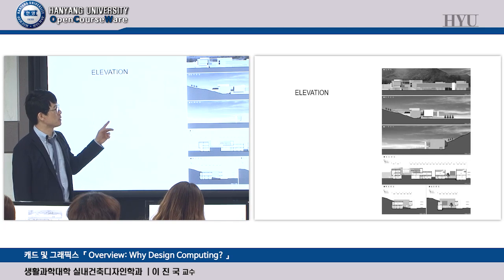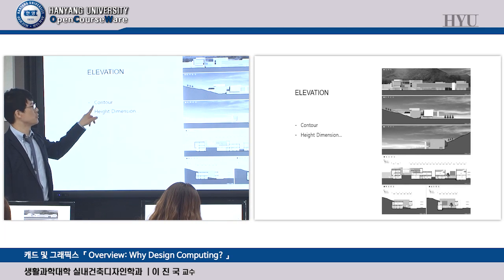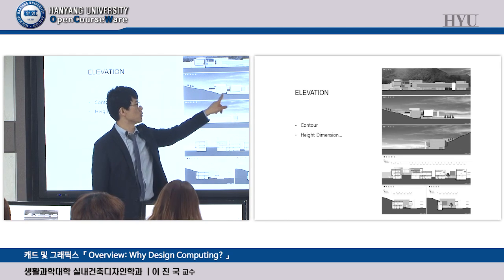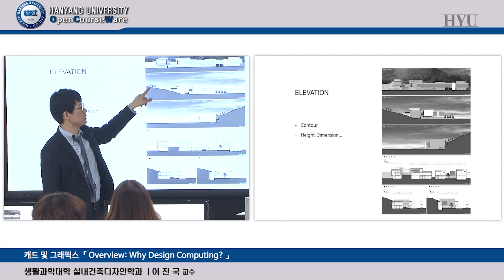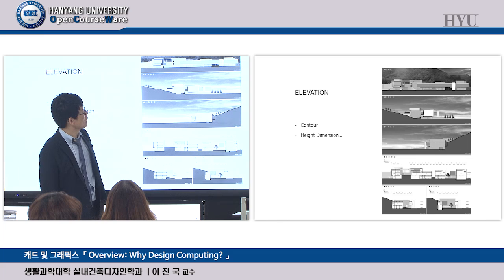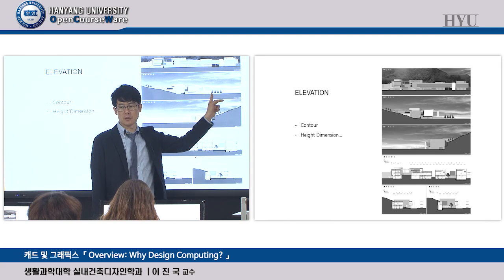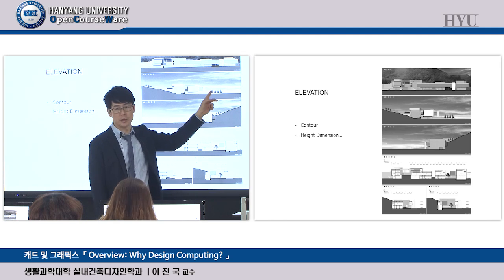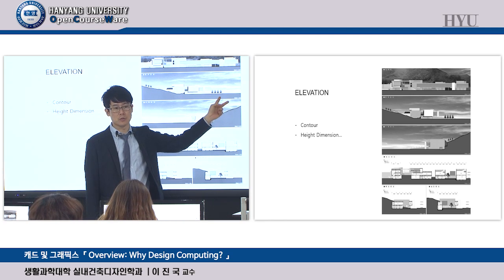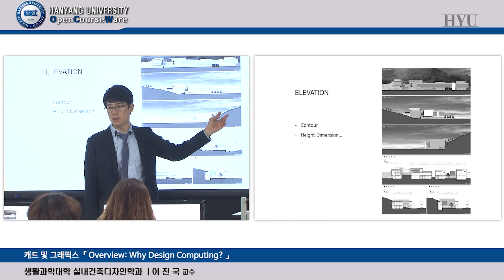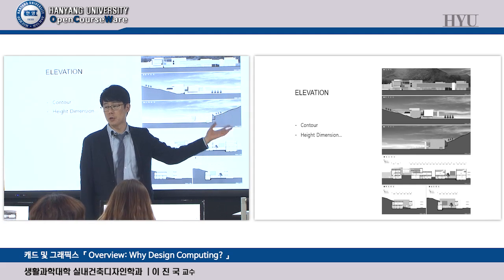Okay, elevation. Elevation shows you contour as well and height dimension. This is contour, okay? You know where is kind of upper place, lower place. Okay, what is this? Why did the designer put this tree here? Why is there a tree? To make this building kind of nature friendly, or what? For what?